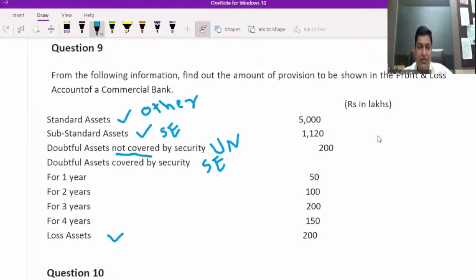Okay, guys, I hope the screenshot has been taken. So from this, how should we prepare the table? It should be like this, guys.